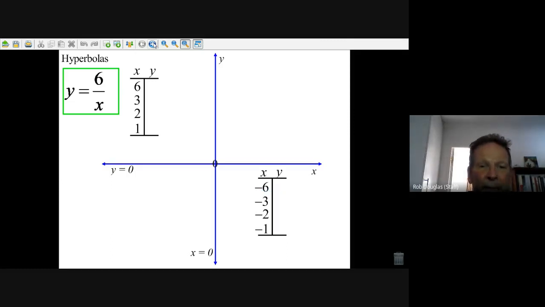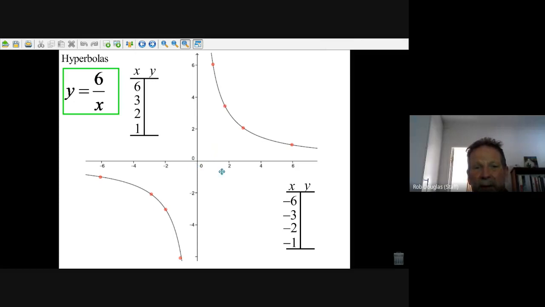And when you graph them, you get these two branches. You see 1 and 6, 2 and 3, 3 and 2, 6 and 1, and the negative branch. You put in negative 6, negative 3, and hey, that's the base idea of a hyperbola. The x-axis, which is the line y equals 0, is one of the things called an asymptote. This line gets closer and closer, but it doesn't touch this asymptote here. This is called the vertical asymptote, and the equation would be x is always equal to 0.